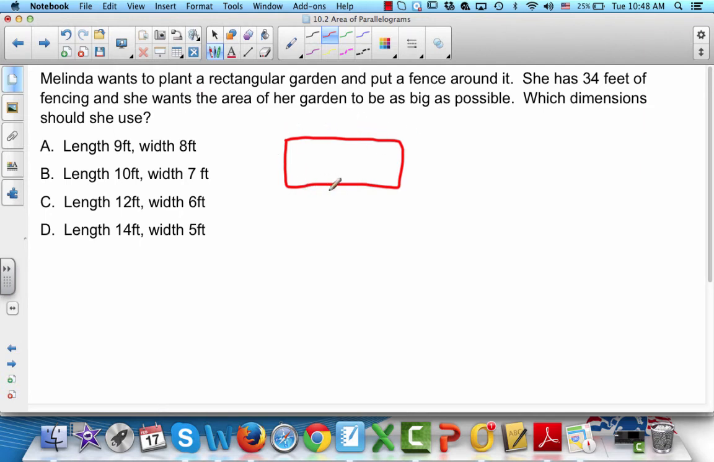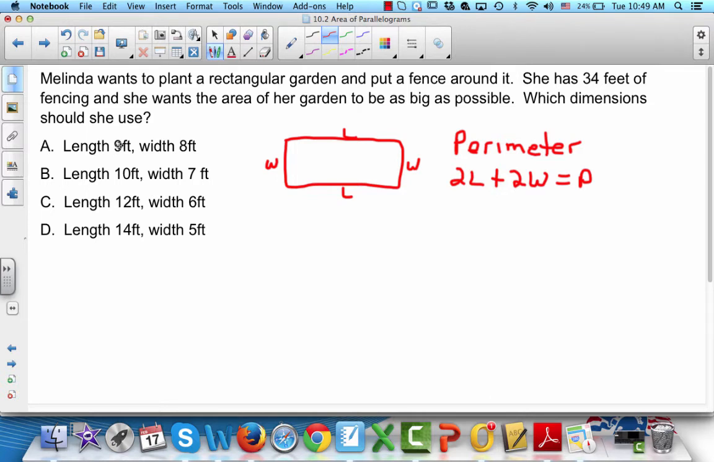How do you know the distance around this thing? Okay, because that's how much fencing she's going to be able to do. It's 34 feet. How do you find out the distance around this thing? That's right, that's perimeter. Do you remember perimeter? Perimeter is the distance around a figure. Okay, so how do you get the perimeter? Perimeter is 2 times the length plus 2 times the width. Okay? Because it's width and length and length. So all you got to do is add them all up.